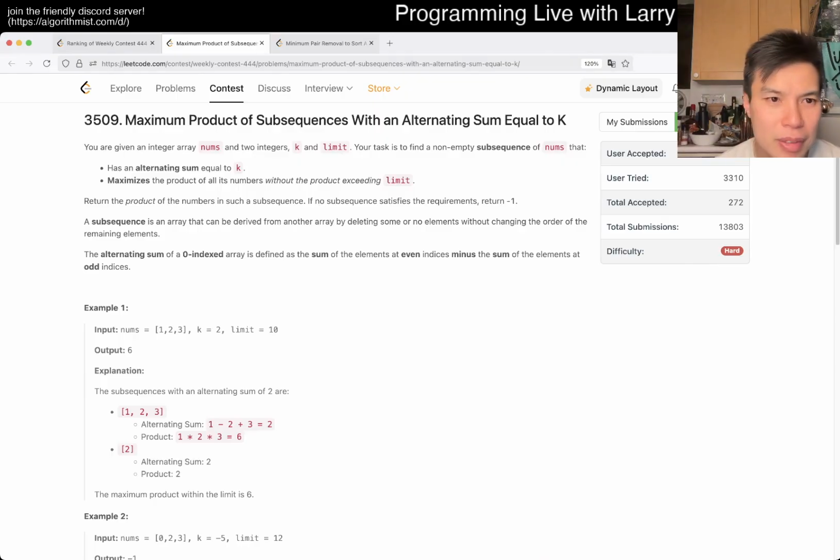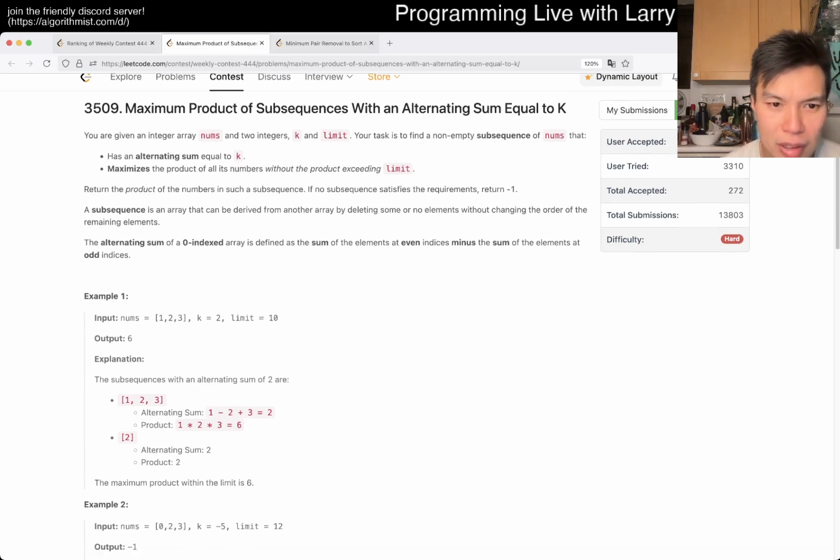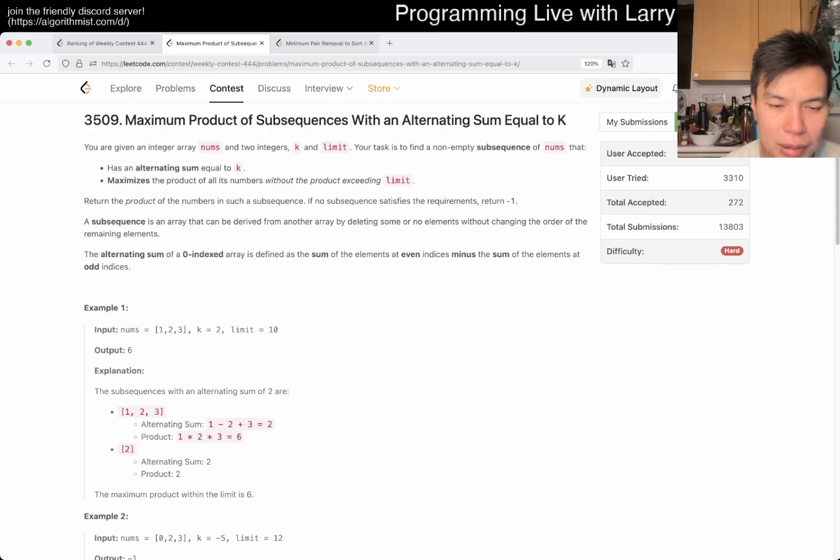Let's take a look. Nums, K and limit, non-empty subsequence, alternating sum equal to K. What's an alternating sum? Okay, sum of the elements at even indexes. Okay, fine. Maximize the product of the numbers without the product exceeding limit. Return the product of the subsequence.